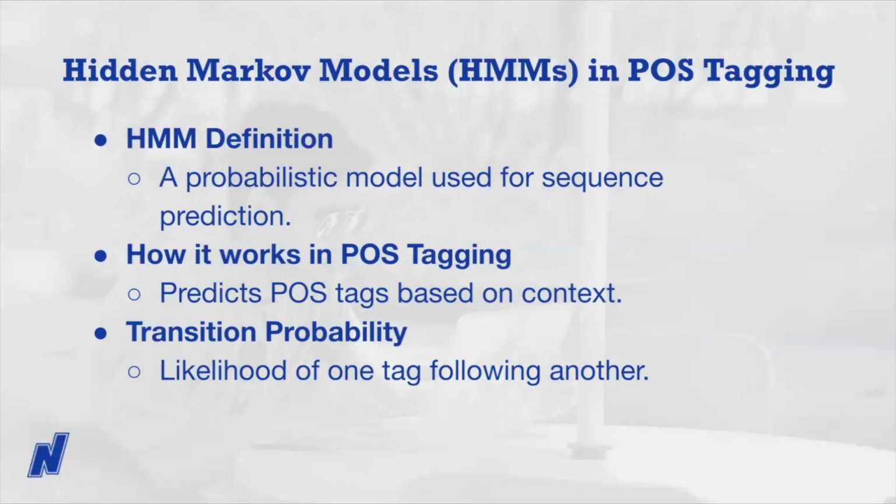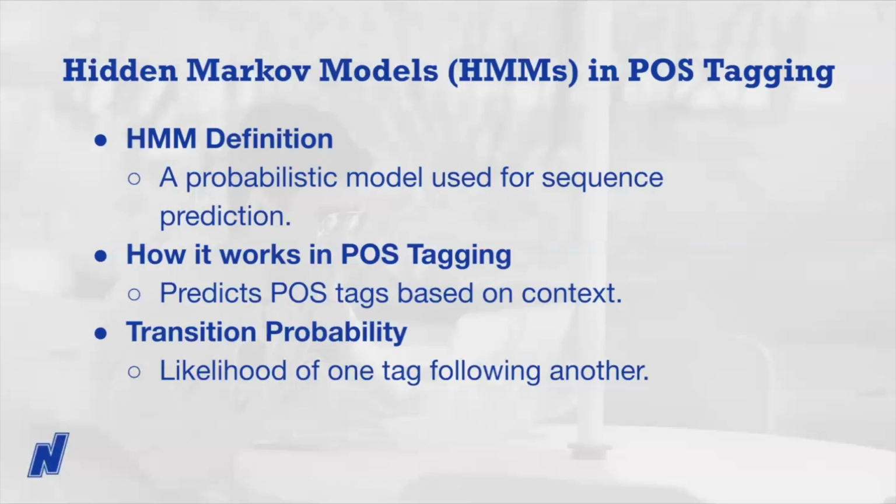So next, let's jump into the hidden Markov model, or HMMs, in POS tagging. This is widely used as part of POS tagging because of its ability to handle sequential data, where the identity of each part of the sequence, in this case each word's part of speech, depends on the surrounding words. So let's break down how HMM works and why it's so powerful within POS tagging.